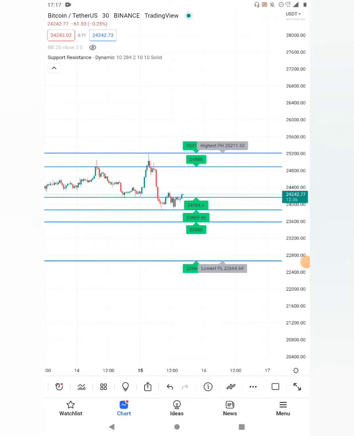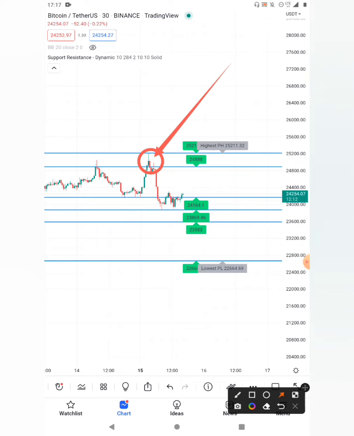So we're right here live on my screen, and I'm about to show you a typical example of a fake out and what exactly you need to do when you experience a fake out. So right here you can see, I'm going to just circle this. You can see at this spot here, price actually broke out of this resistance. Can you see it? It broke out of this resistance at this point here.